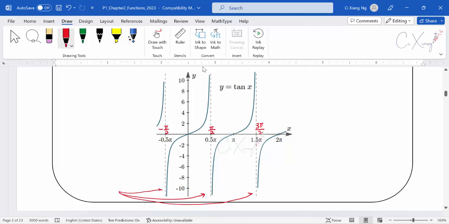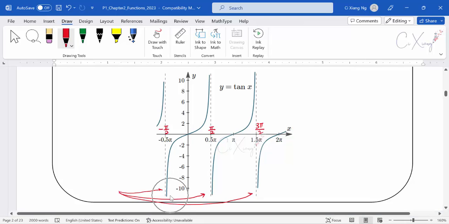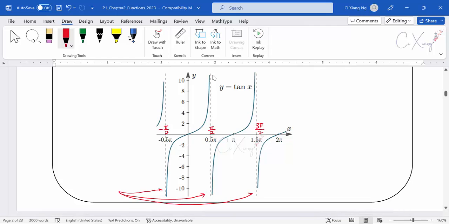You can see that the graph starts from the lower part, the negative values, and goes up. Where are the important points that we can remember? The important point is this one, where it passes through 0, 0, the origin. Another important point, I feel, is this one, when we have pi over 4. You need to know that tangent of pi over 4 is actually 1. To me, this value is one of the important points that I should know for tangent x.